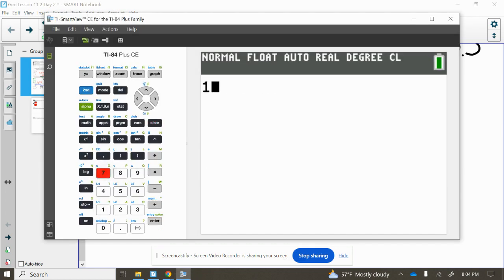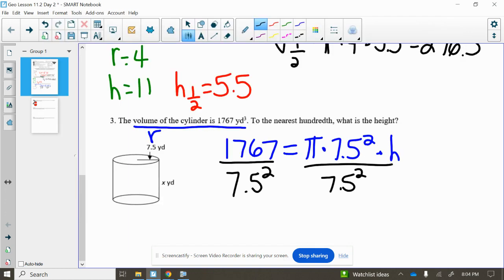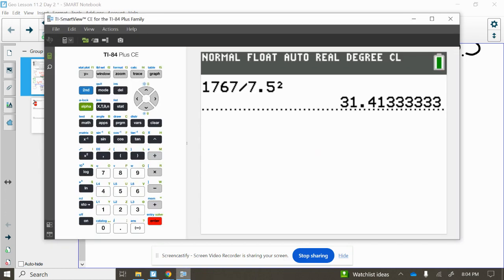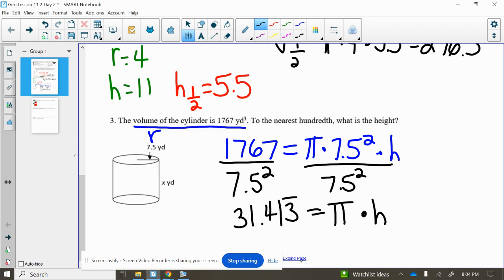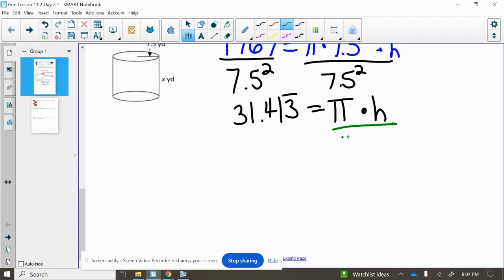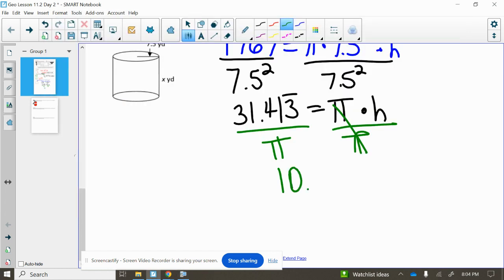And we take the 1,767 and divide over the 7.5 squared. We get 31.413, and then the 3 is repeating, right? And we know after we divided away the 7.5 squared, this still equals pi times our height. Well, to get our height by itself, we then need to divide over the pi from that answer that we had. So divide this then by pi. And we get right about 10 as our height on this one, 10 yards for the height.